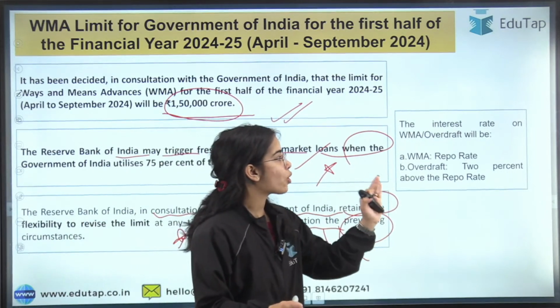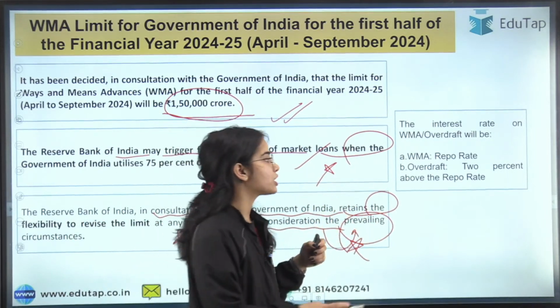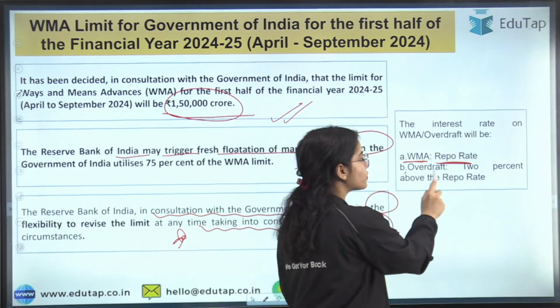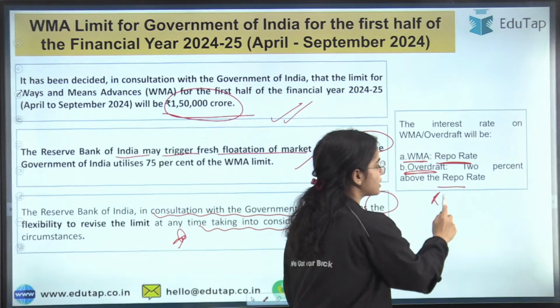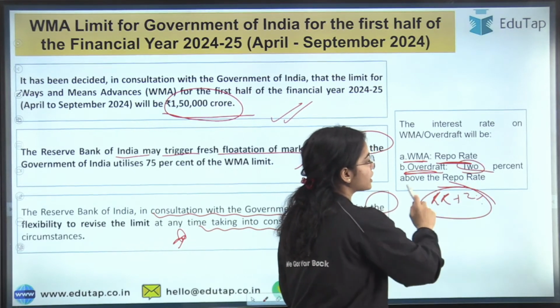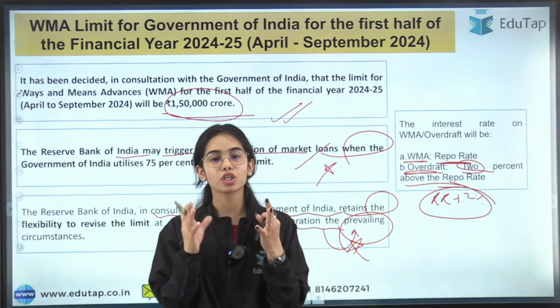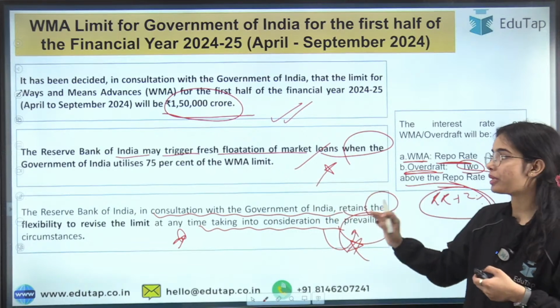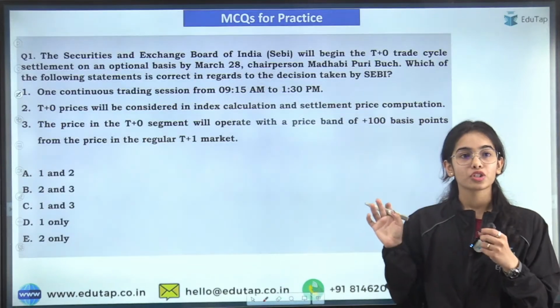The interest rate on the WMA is actually the repo rate that the RBI charges, and for the overdraft there is the repo rate plus 2%. So the overdraft rate will be 2% above the repo rate. So this is the whole news article regarding the WMA and the understanding regarding the WMA that you need to have. So this is it for today.